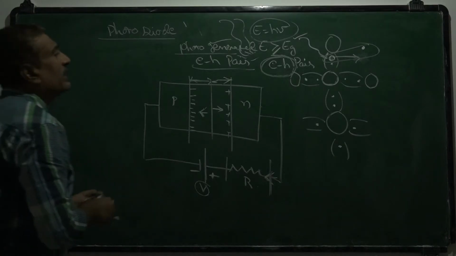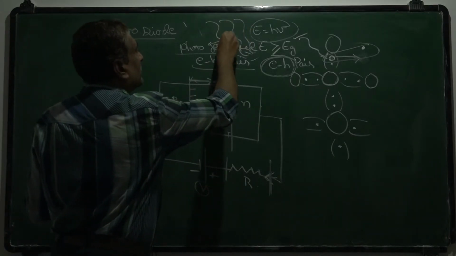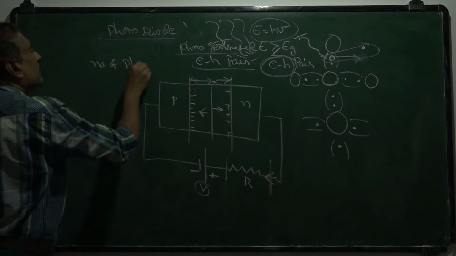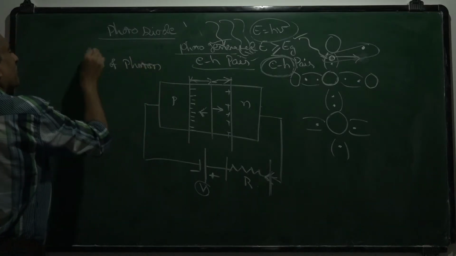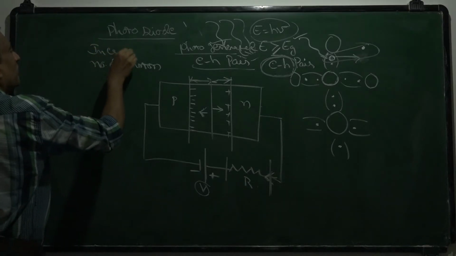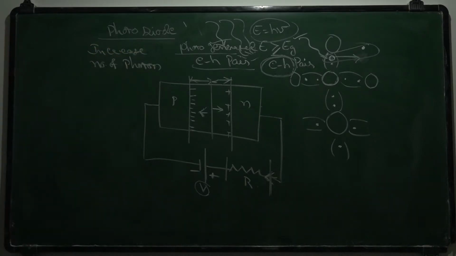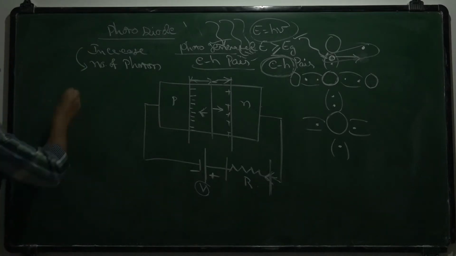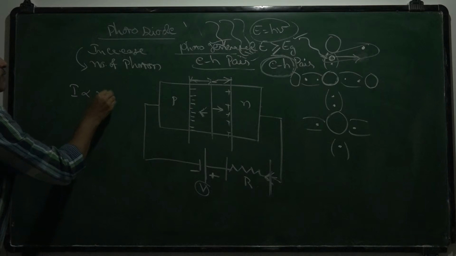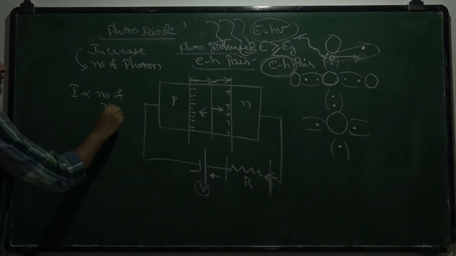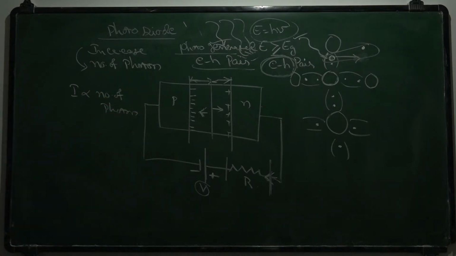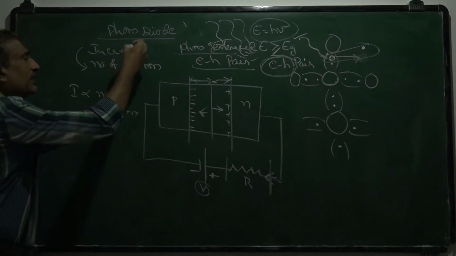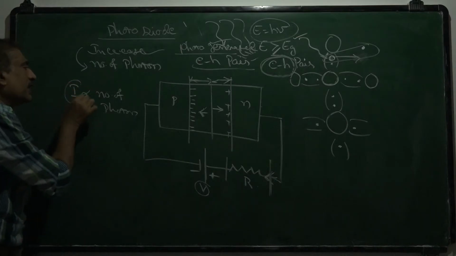Now, if we increase the number of photons incident on this diode, how can we increase the number of photons incident? The intensity is proportional to the number of photons, as we know by photon theory. So intensity of light means number of photons. So if we want to increase the number of photons, we have to increase the intensity of light.